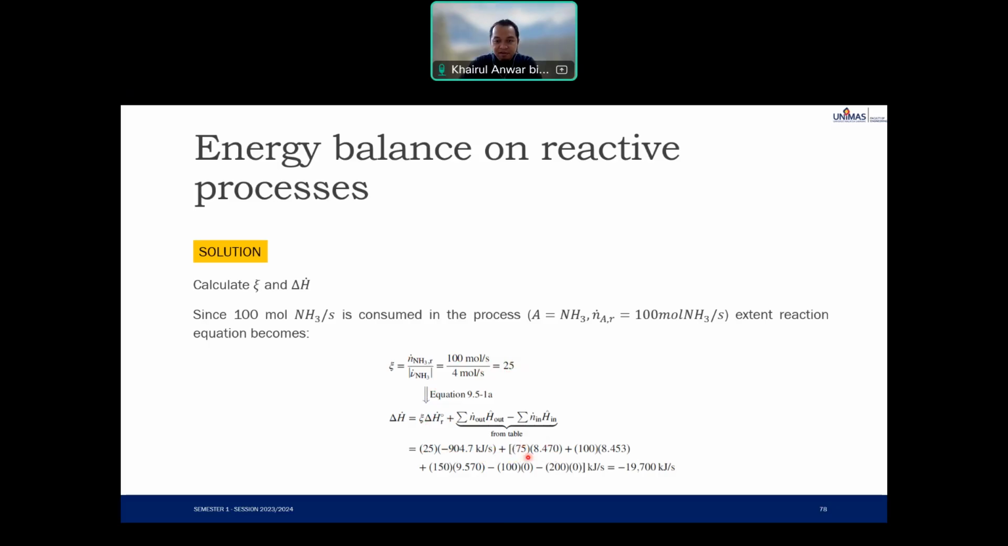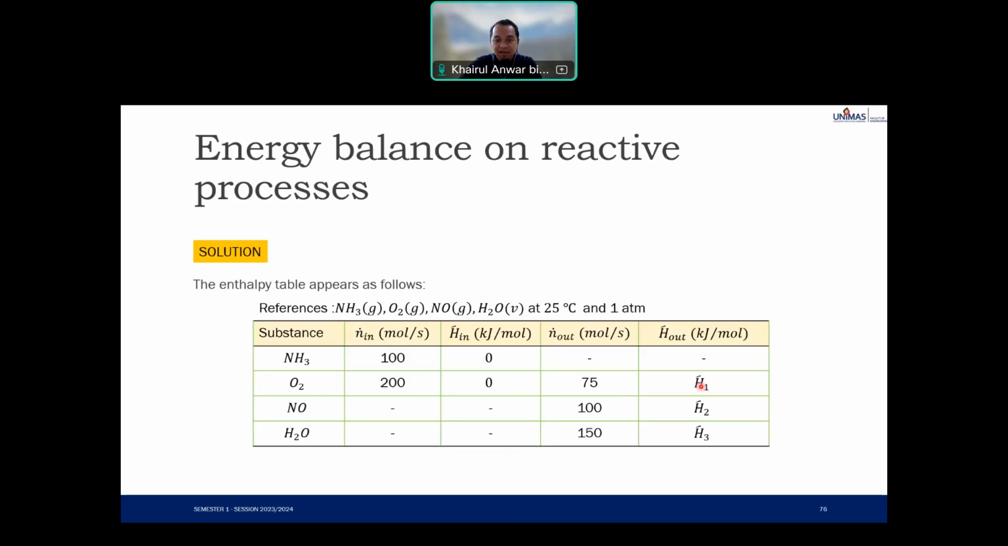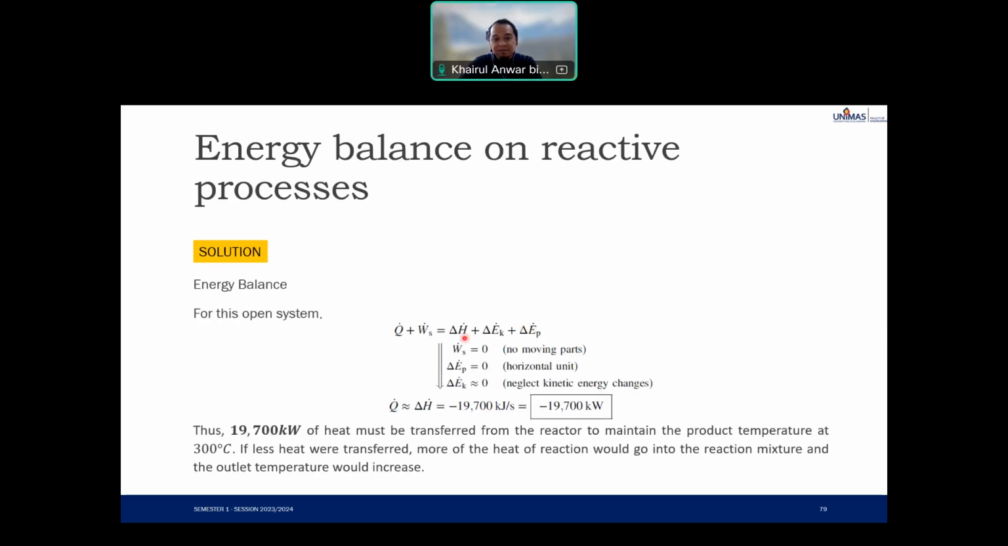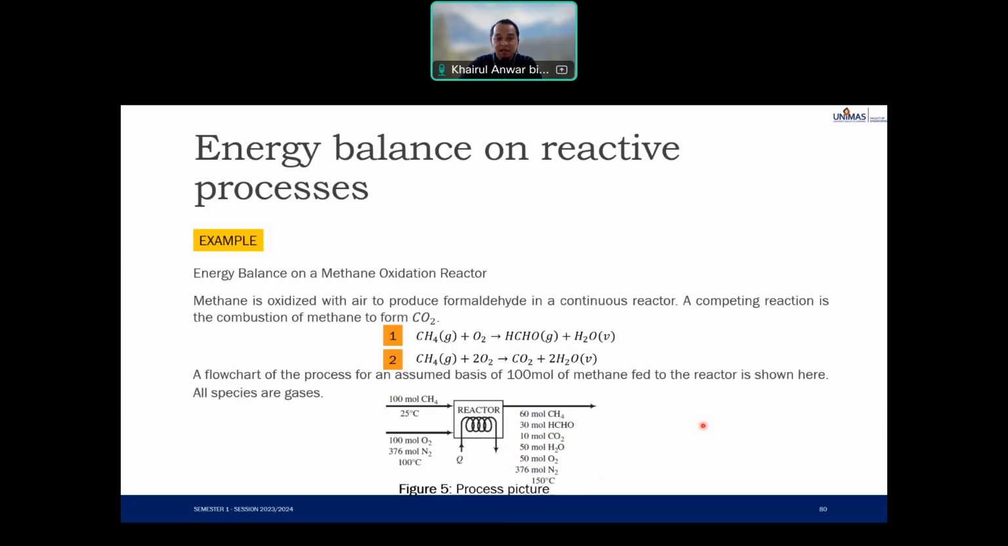Where do we get this? From the table. With delta HF of negative 19,700 kilojoule per second. So Q is equal to delta H, negative 19,700 kilojoule per second or kilowatt. 19,700 kilowatt of heat must be transferred from the reactor to maintain the product temperature at 300 degrees C. If less heat were transferred, more of the heat of reaction would go into the reaction mixture and the output temperature would increase.